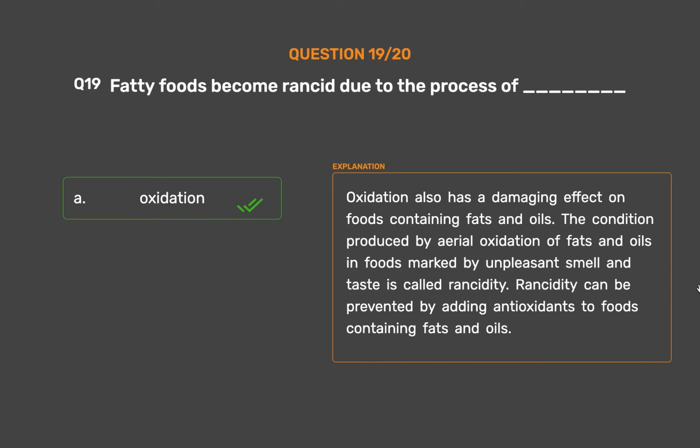Oxidation also has a damaging effect on foods containing fats and oils. The condition produced by aerial oxidation of fats and oils in foods marked by unpleasant smell and taste is called rancidity. Rancidity can be prevented by adding antioxidants to foods containing fats and oils.